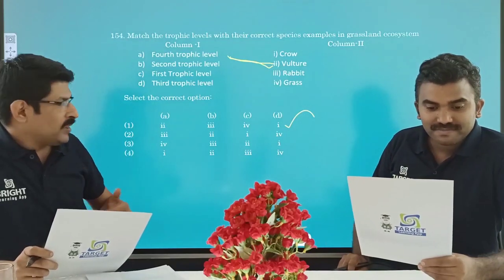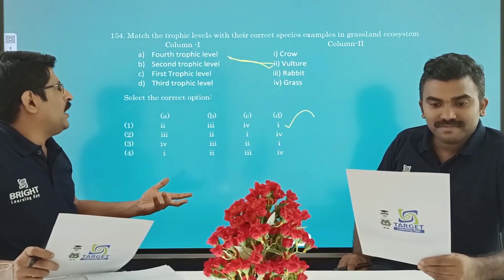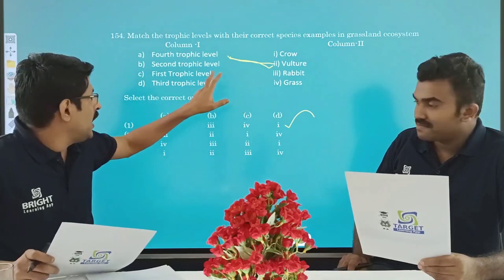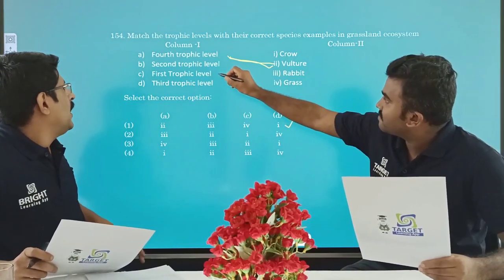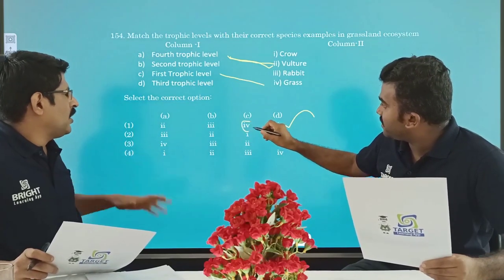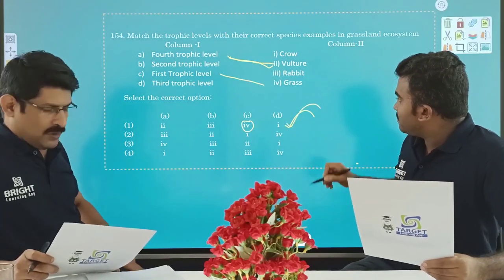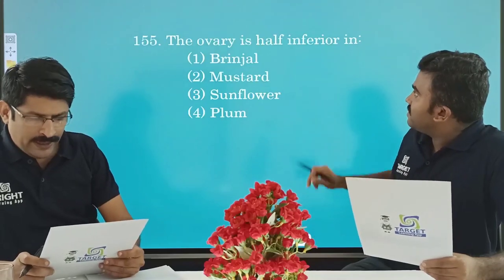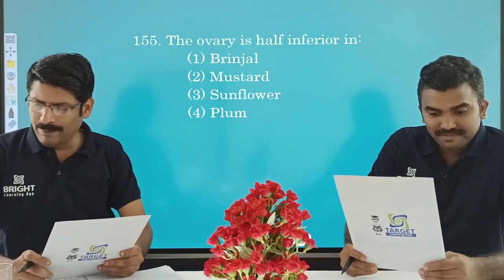Or you can take the first trophic level. Always the first trophic level is occupied by producers or grasses. C4, only one. So you can directly say the right answer is the first one.